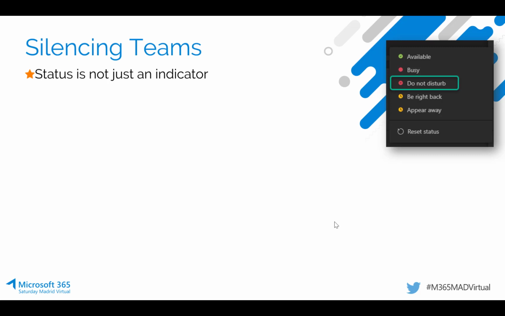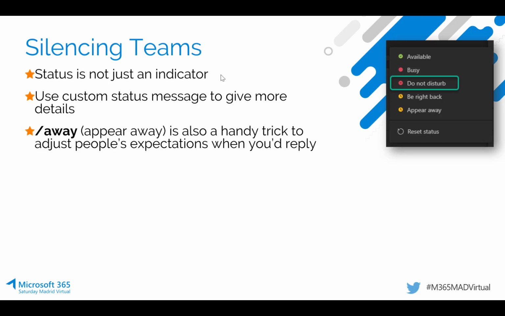Yeah, the silence. Of course, you want to do some control here. Status is more than just an indicator. In a short version, it's an indicator: hey, I'm doing something on my computer or I'm appearing away. All right, but there's more to that. The custom status message can give out more details, like why I'm busy, or why I'm in a do not disturb mode, or when I'm coming back. So you can relay some information.